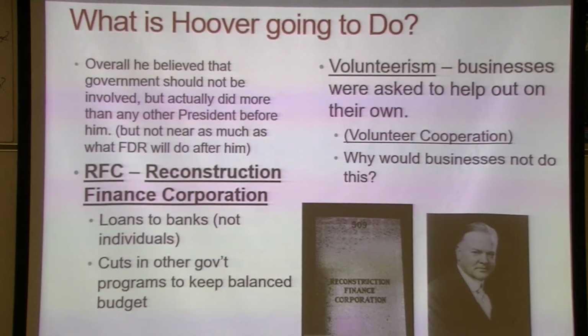Hoover was a businessman, and what he asked is basically for people to pull ourselves up by our bootstraps, rugged individualism. And when he went to businesses and asked them to please not lay off your workers, you love America, well don't. Which sounds good with this volunteer cooperation, or volunteerism. The problem is as things kept getting worse, businesses had no choice, so they had to lay off workers.